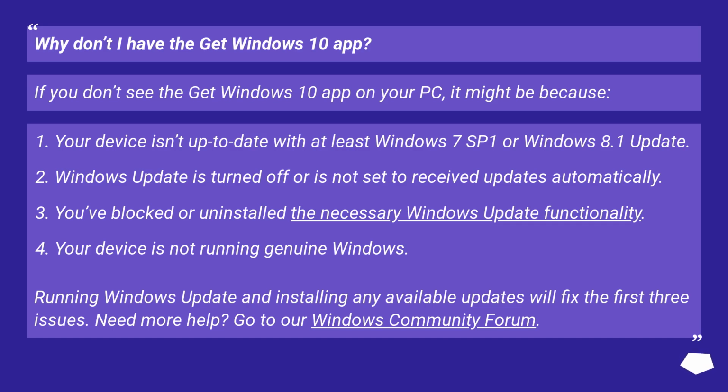Windows Update is turned off or is not set to receive updates automatically. You've blocked or uninstalled the necessary Windows Update functionality. Your device is not running genuine Windows. Running Windows Update and installing any available updates will fix the first 3 issues. Need more help? Go to our Windows Community Forum.